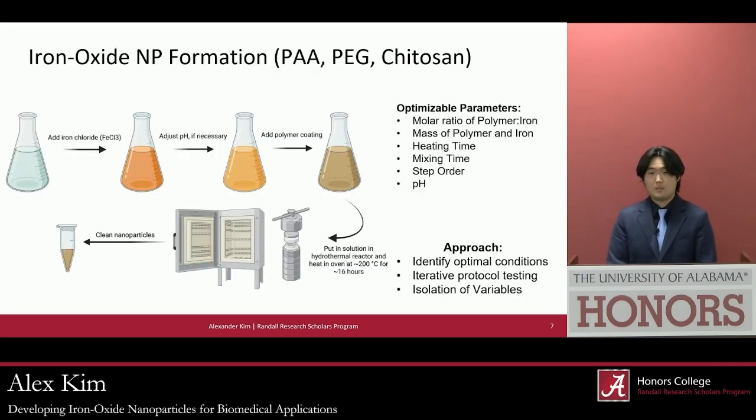So with our PAA, PEG, and chitosan iron oxide nanoparticles, we see a general reaction procedure as shown in the diagram to the left. And we have a variety of variable parameters that we can optimize, such as the molar ratio of polymer to iron, the mass of polymer and iron, heating time, etc. Our approach is to identify optimal conditions to form iron oxide nanoparticles of the size range and average that we want, and make sure they're uniform so that they can properly form the biological platforms we want. And we do this by iteratively testing different protocols while isolating individual variable conditions.